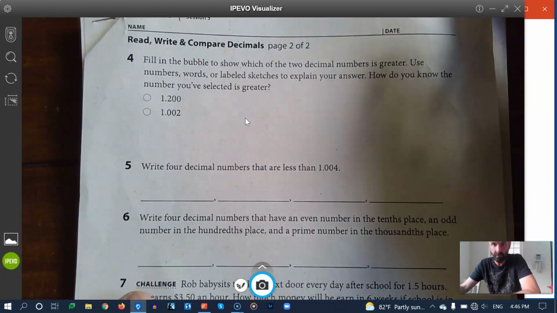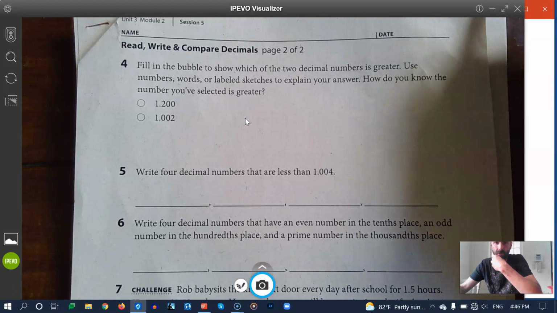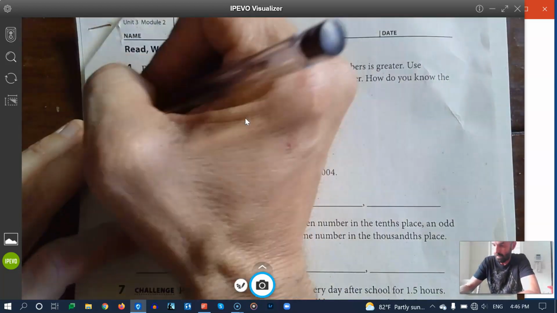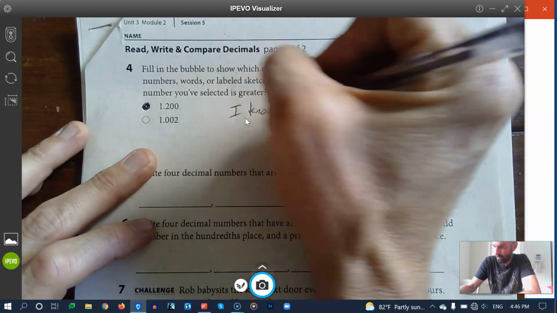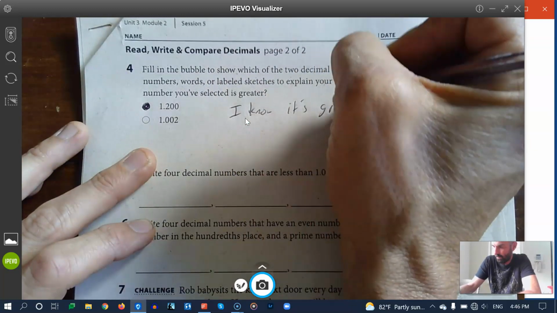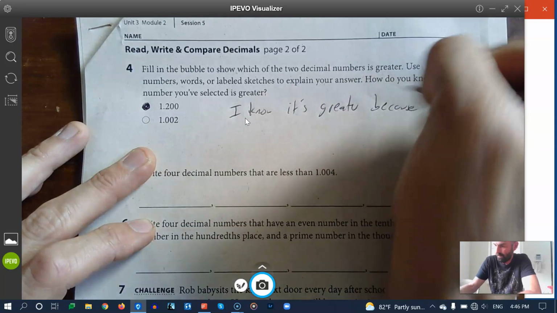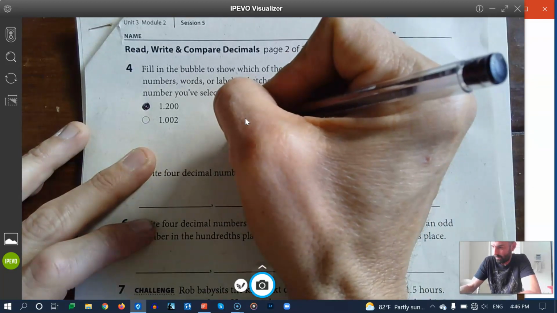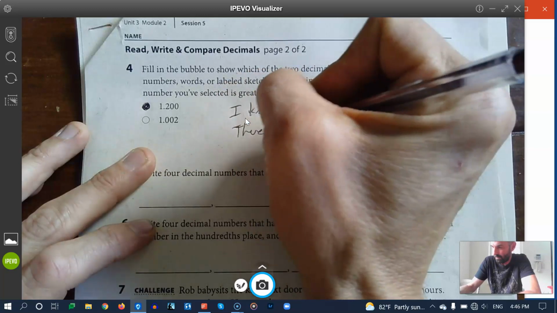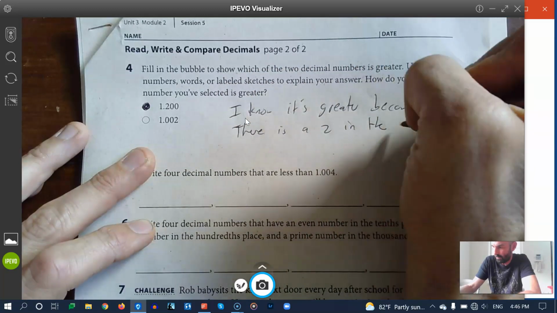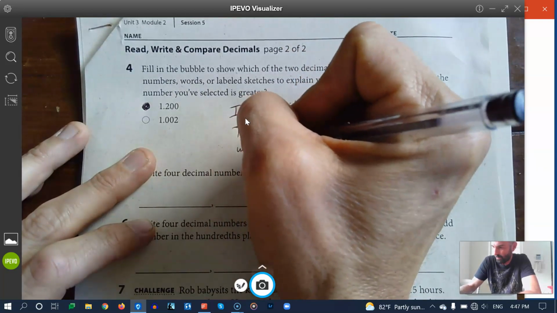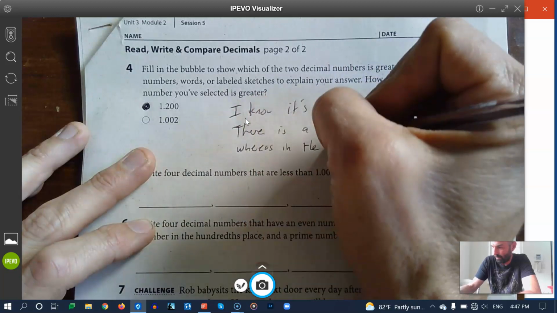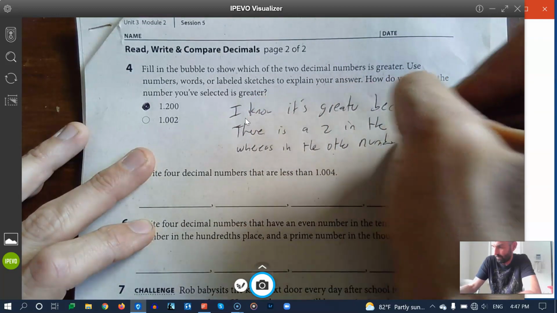Fill in the bubble to show which of the two decimal numbers is greater. Use numbers, words, or labeled sketches to explain your answer. How do you know the number you've selected is greater? All right, so this one is greater, okay? I know it's greater because there is a 2 in the tenths, whereas in the other number there is a 0.